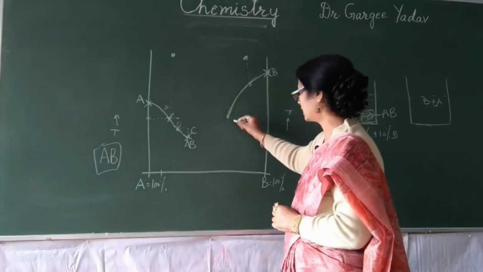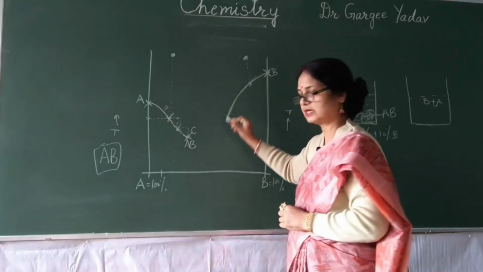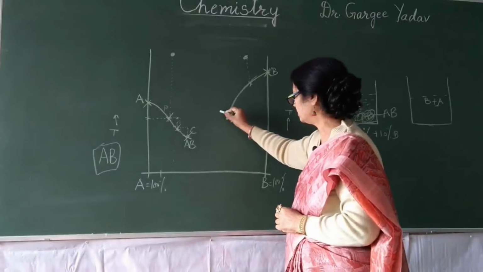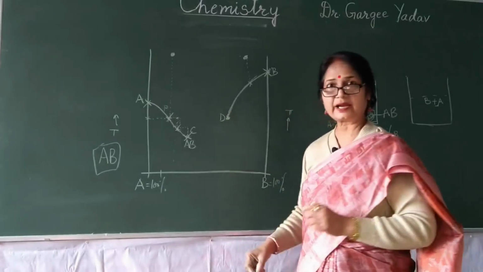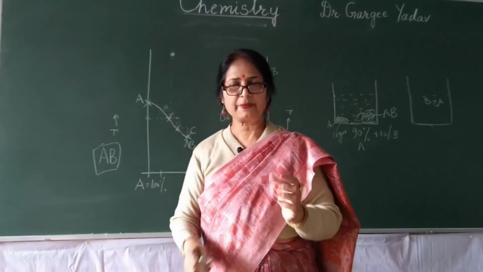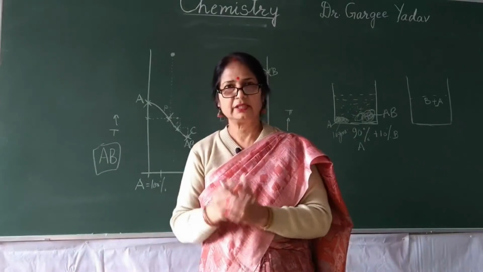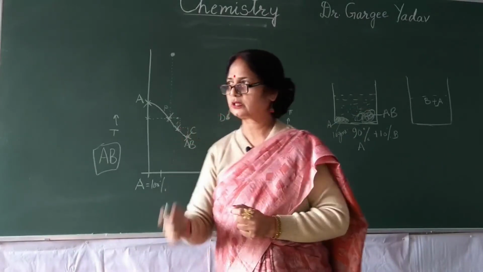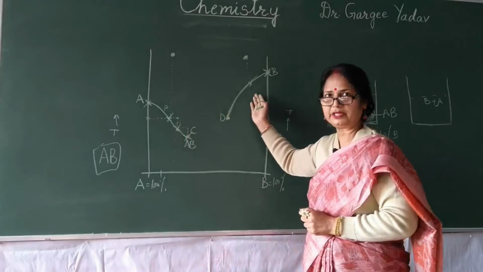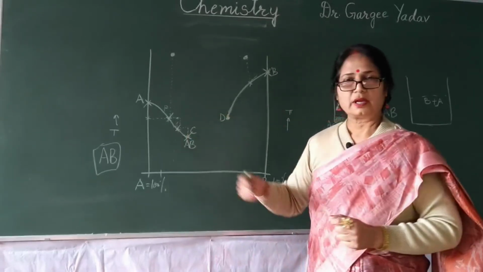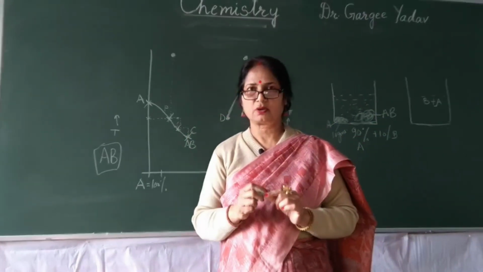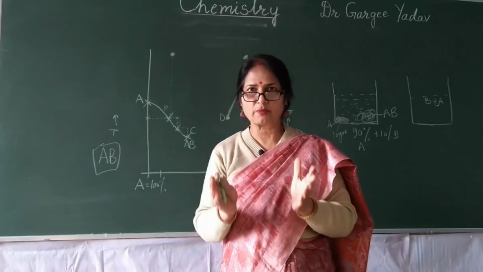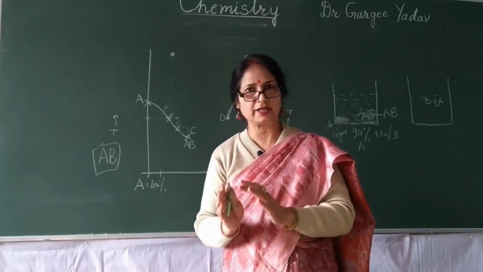So a point will come when AB will start separating. Let this point be D. At this point, what will happen? How many phases will be there? There will be one solid phase of this component B, which is this side, and a solid phase of the compound formed due to the reaction between A and B.